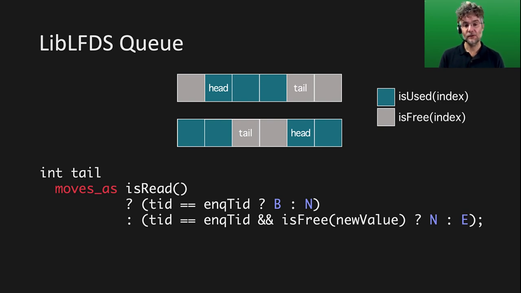Only the enqueuing thread will ever write to it. So if we do see a read by the enqueuing thread, it's a both mover. There will be no concurrent writes. Otherwise, the read is a non-mover, since there could be a concurrent write by the enqueuing thread at the same time. If we see a write, it must be by the enqueuing thread, and also the value being written into tail must correspond to a free index in the array. That requirement is essential for the correctness argument for the queue, and it's readily captured in our synchronization specifications.